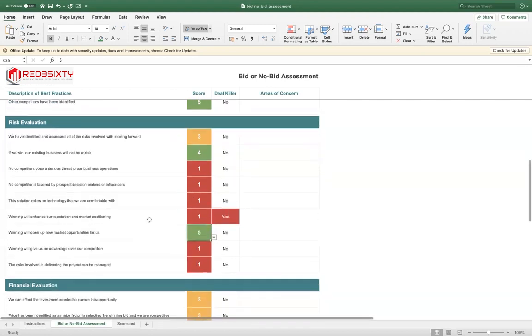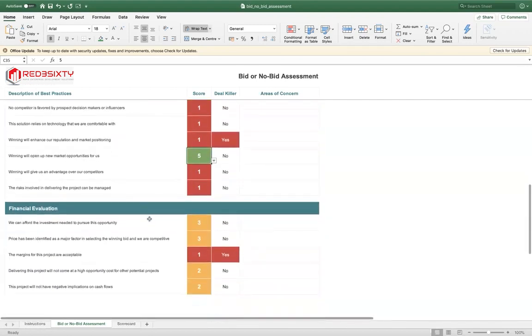And remember, this is a no bid assessment per opportunity that we would complete to make sure that there's an actual go for this opportunity. Financial: we can afford the investment needed to pursue the opportunity.